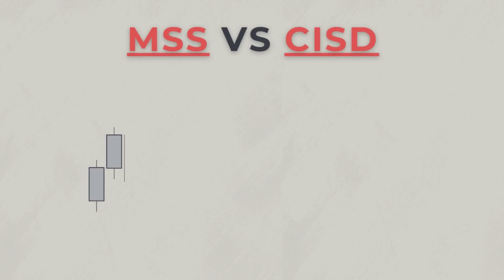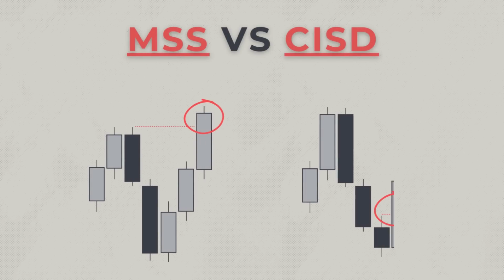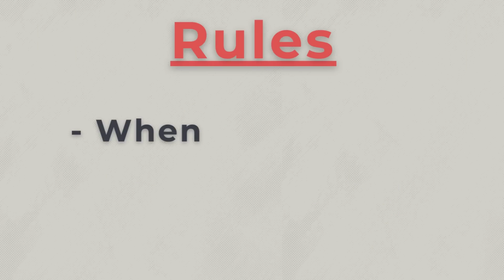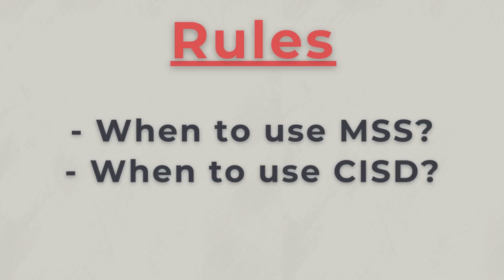Market structure shift and change in state delivery. You're not using them in the right way, and you're also overusing them in the market. You don't need market structure shift all the time, but you also cannot use change in state delivery every time. I'll show you what I mean by that.